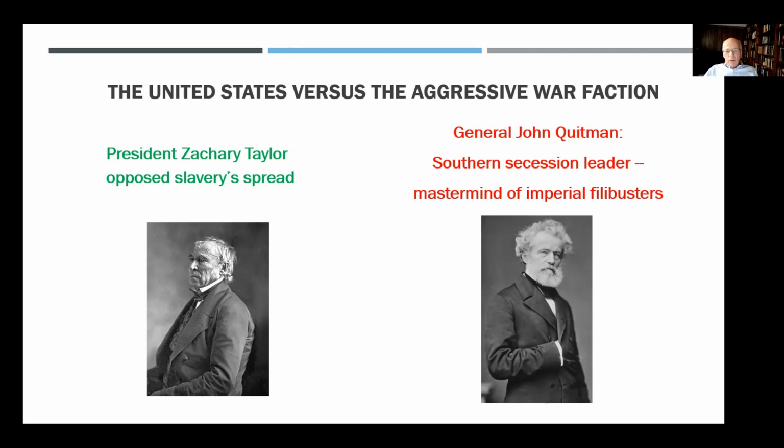This guy, John Quitman, came back to the United States, and here he is dressed up as a politician on the right, and he became the big leader of the secession movement to break up the United States. And at the same time, he was the leader of the imperial adventures, invading for further invasions. Next slide.